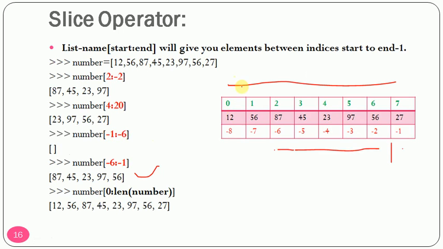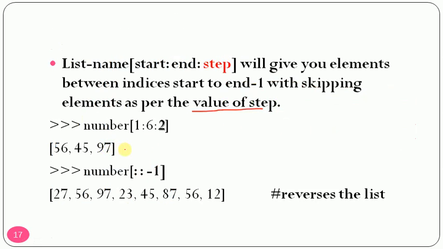Look at this example. From 1 we need to skip by 2. That means first to index 3 and then to 5. So the stop value is 6, so it will take 56, 45 and 97. Look at the answer. So this is 56, 45 and 97.